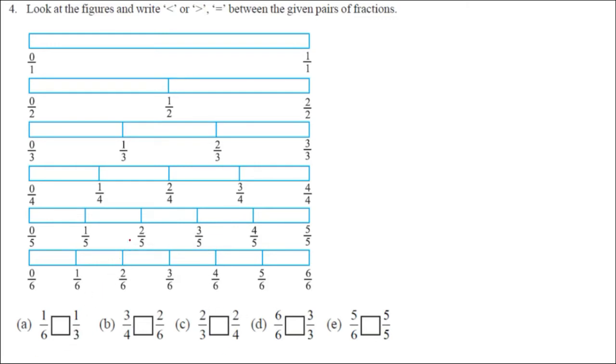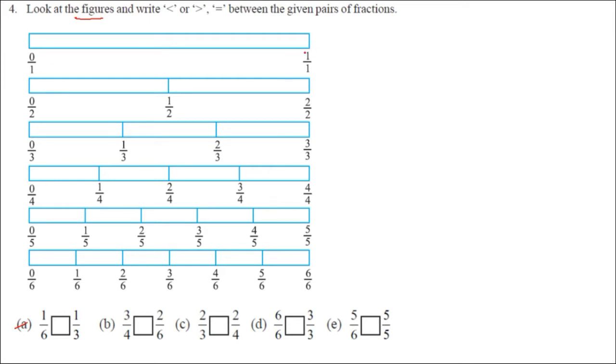We had solved till question 3. This is our question 4. Look at the figures and write less than, greater than, or equal to between the pairs of fractions given here. These are the fractions which are mentioned. We need to use a symbol. Why have they asked us to look at the figure here?